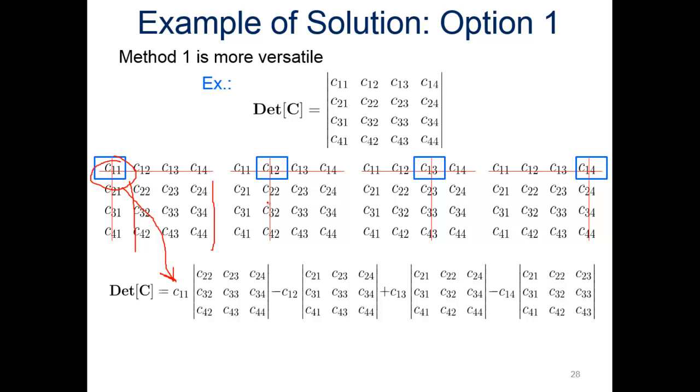We do the same thing for C12. We're going to ignore this row. So we got C21 through C41, C23 through C43, and then ignore the rest. Same thing for the rest, and you see how we switch from minus to plus to minus as we go across. So the first one's positive, negative, positive, negative as we go.